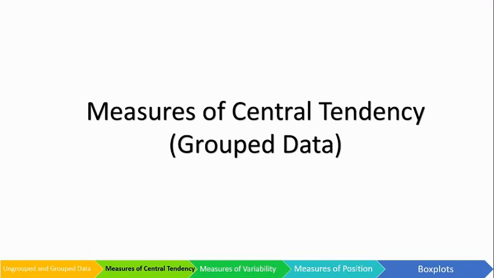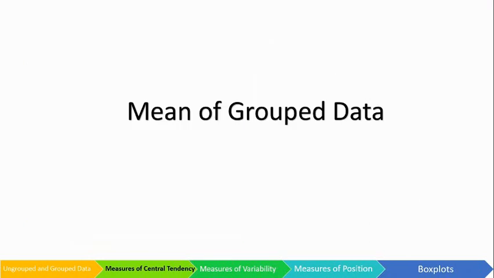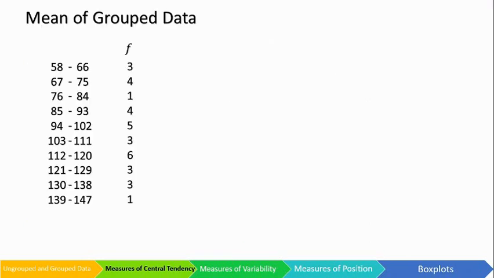In this video, we will talk about the measures of central tendency for group data. In a previous video, we transformed the raw data on the left to the group data on the right. Now, let's find the measures of central tendency when the data is presented as a frequency table. First, the mean of group data. The mean of group data is computed by the formula x bar equals summation of fx over n.